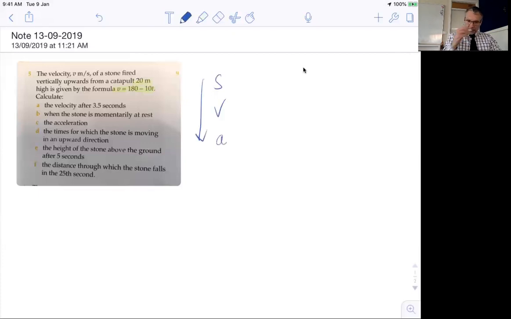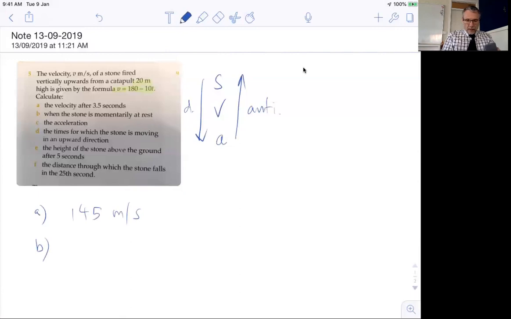Remember, we differentiate down, anti-differentiate back up. So we're asked to find the velocity after 3.5 seconds. That's just a straight substitution into the equation, and that's equal to 180 minus 10 times 3.5, and we find that's 145 meters per second.